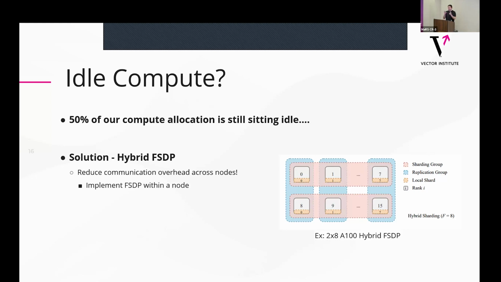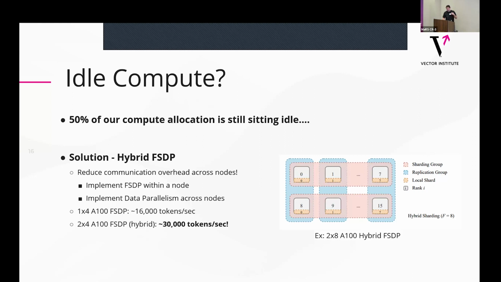And so you can think of this as implementing FSDP within a node, but more traditional data parallelism across nodes. So again, we're sitting at about 16,000 tokens per second on one node of A100s. Implementing hybrid FSDP, we're now up to about 30,000 tokens per second, bringing that total training time down to about 0.38 days per epoch. So quite a dramatic change, and also something that we can now scale to more nodes.